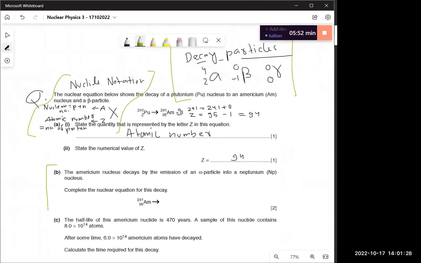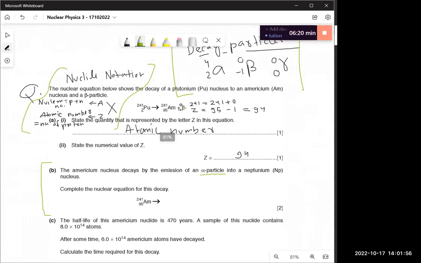Neha, read the next question. The americium nucleus decays by the emission of an alpha particle into a neptunium nucleus. Complete the nuclear equation for this decay. How do we solve a question like this? First, americium is becoming neptunium plus an alpha particle. This should be the equation.